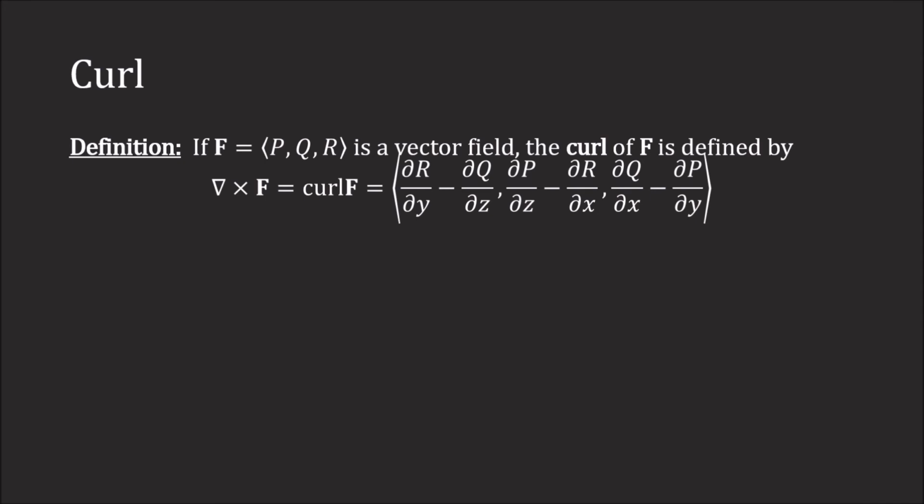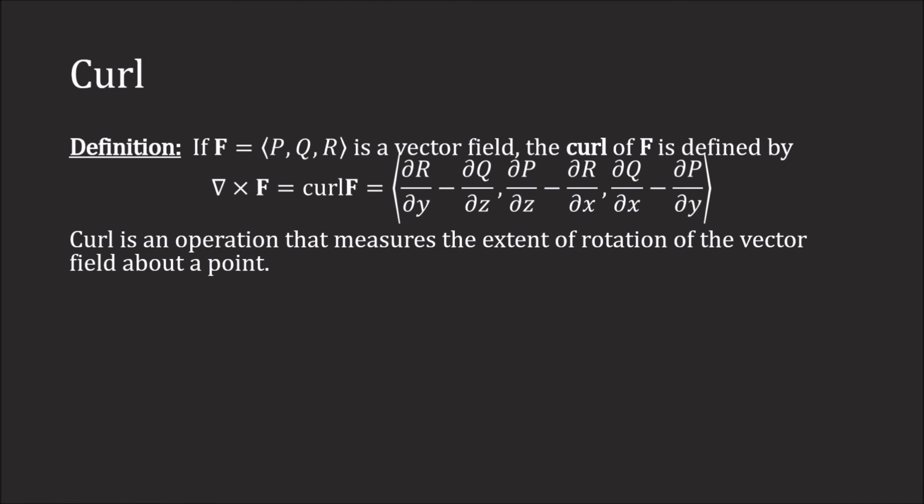If F is a vector field, the curl of F is defined as del cross F, which is, of course, this vector here: partial R partial y, and so on. I'll let you read through that. Now, curl is an operation that measures the extent of rotation of the vector field about a point.